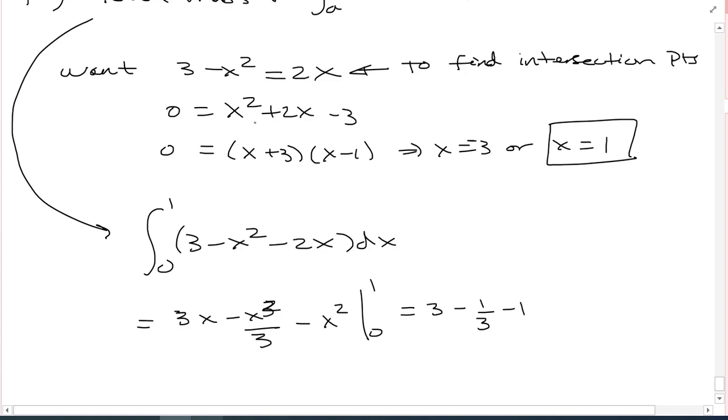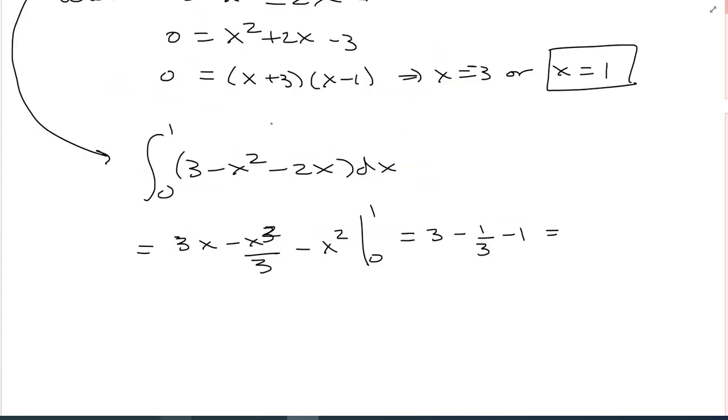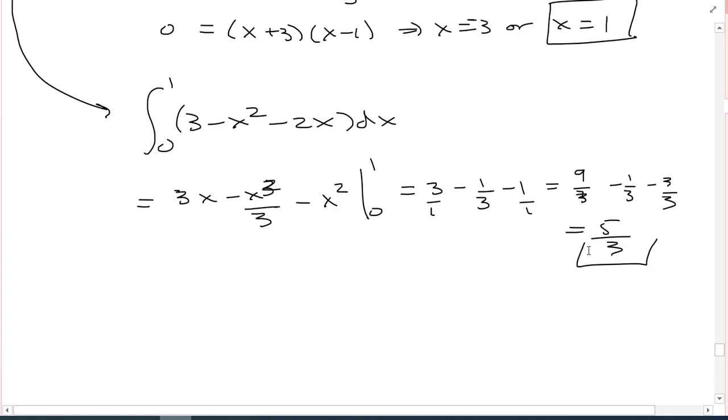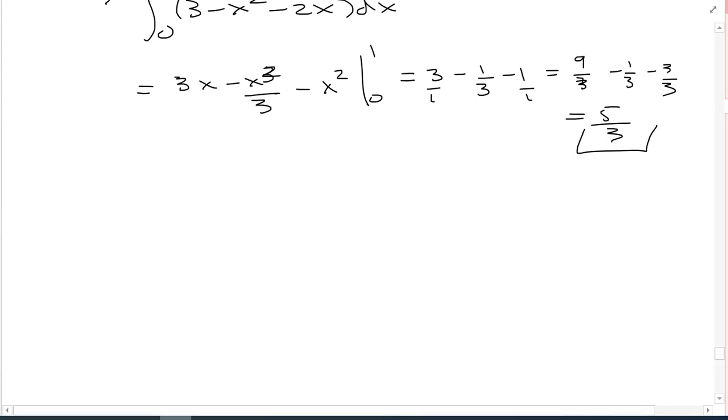Make sure I've done this correctly. The common denominator is 3. So we can put that as 9/3 minus 1/3 minus 3/3. So it gives us 5/3. So that is the total mass. So now that we have this, we can go find the rest of the stuff. So our total mass, let's keep it as 5/3.